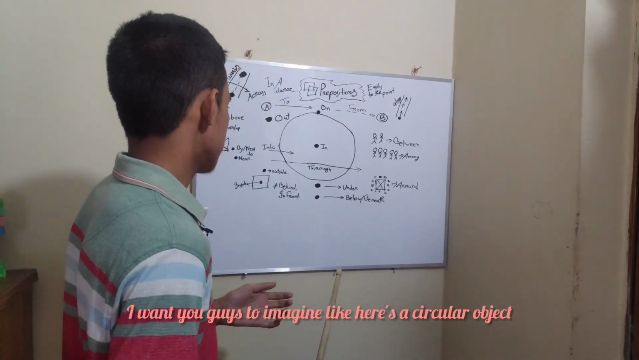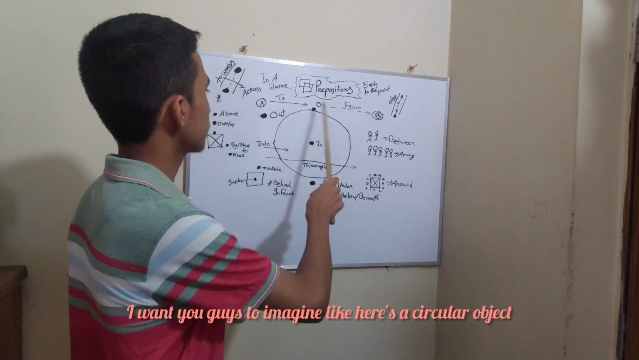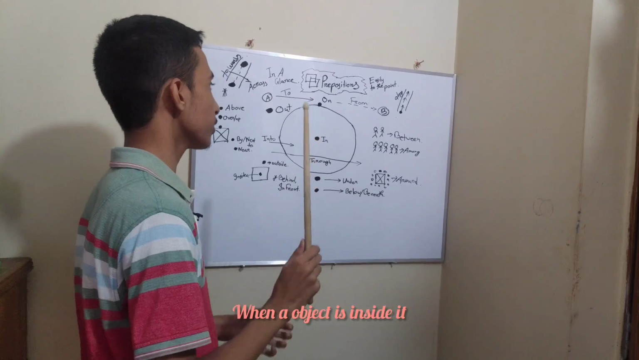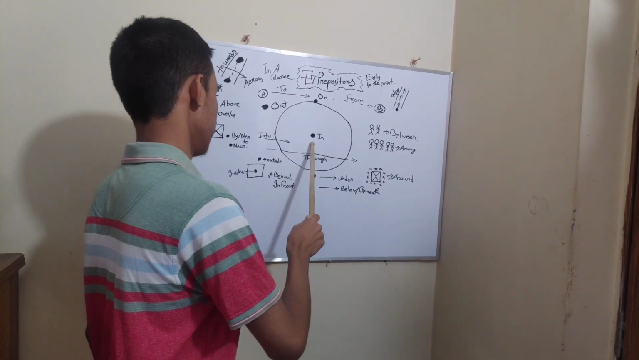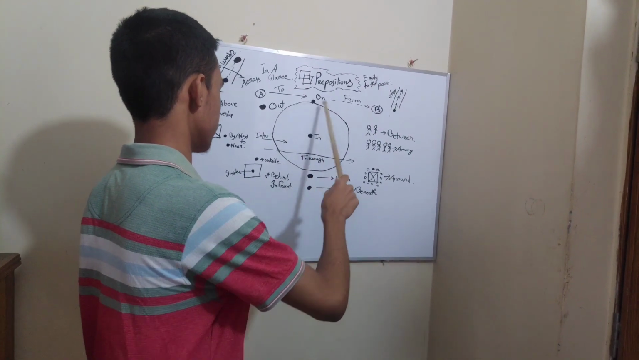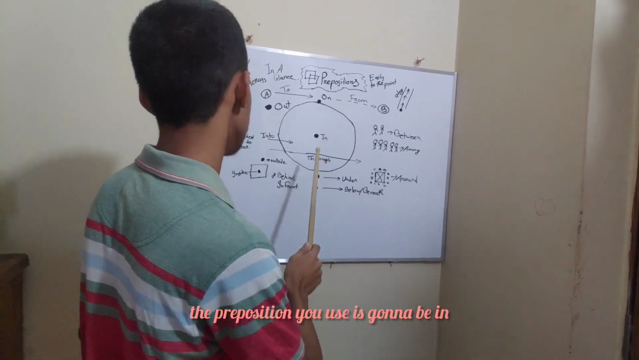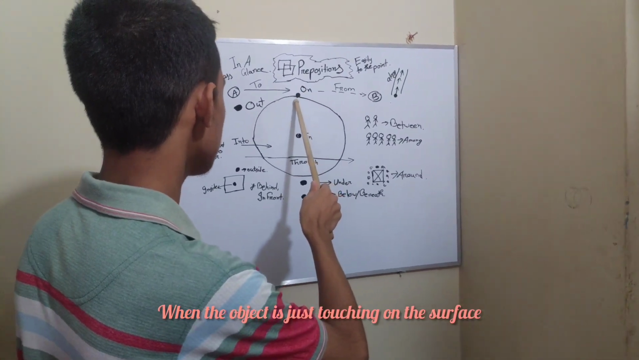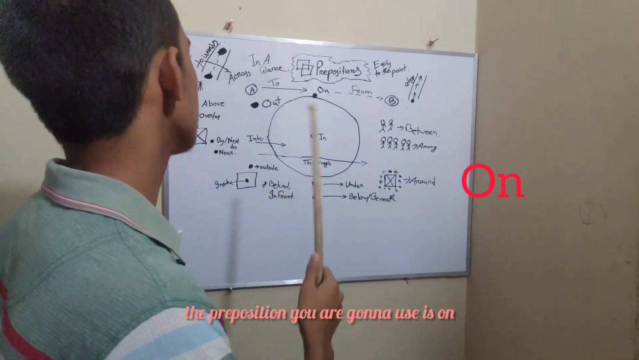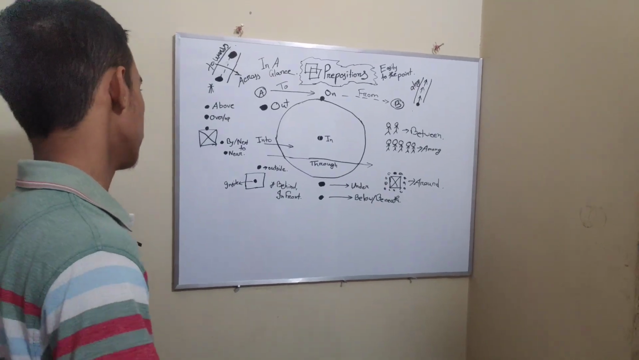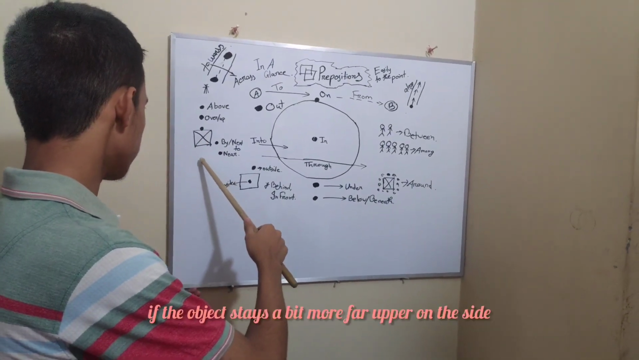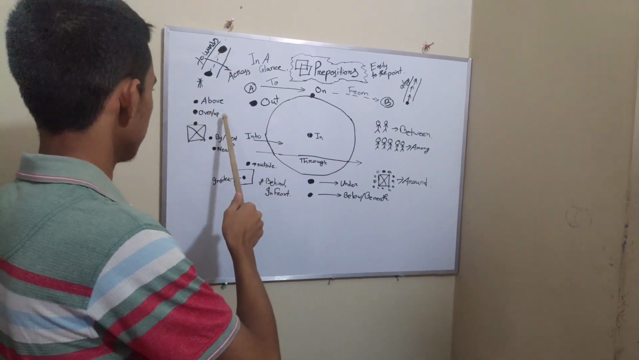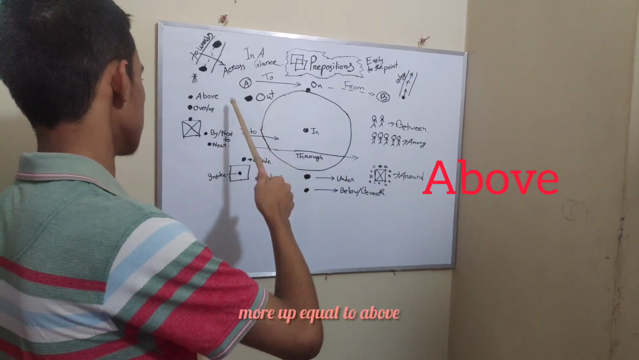I want you guys to imagine a circular object or something. When an object is inside, here inside the object, the preposition you use is going to be in. When the object is just touching the surface, the preposition you are going to use is on. From on, if the object stays a bit farther up, on the side, you are going to use over. More up equals up.